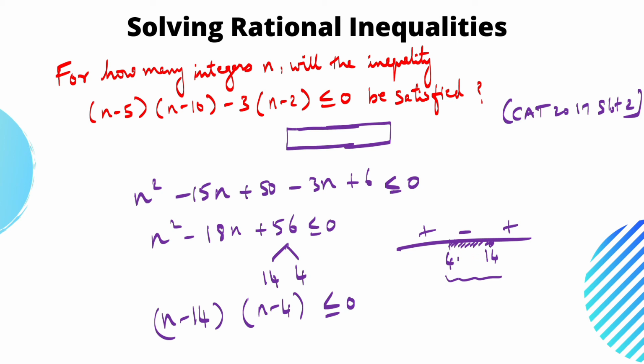So how many are there? From 4 to 14 it will be 14 minus the initial one 4 plus 1, this will be 10, and 10 plus 1 is 11. So 11 values, 11 integers satisfy this inequality.